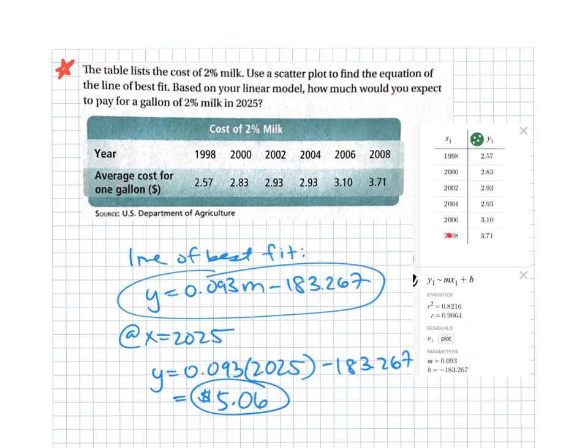Okay, so if you put it in Desmos and got your line of best fit, you'll see the M is 0.093 and this is the B. So this is your line of best fit. Oops, do you see my mistake here? Not M, this is X, right? And so when X is 2025, you plug that in, you should have got about $5.06 for a gallon of 2% milk. Okay, that's it.